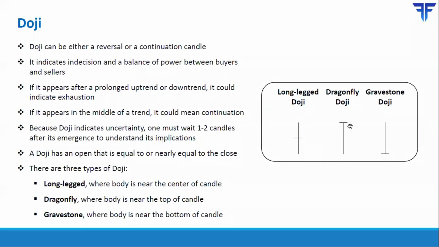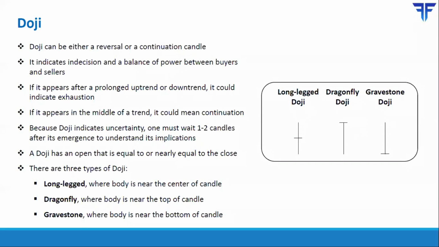If the body is situated at the top, it is called a dragonfly doji, and if it is situated at the bottom, it is called a gravestone doji. So, as I said earlier, a doji represents a situation wherein neither the buyers nor the sellers were in control for that particular period. It represents uncertainty.